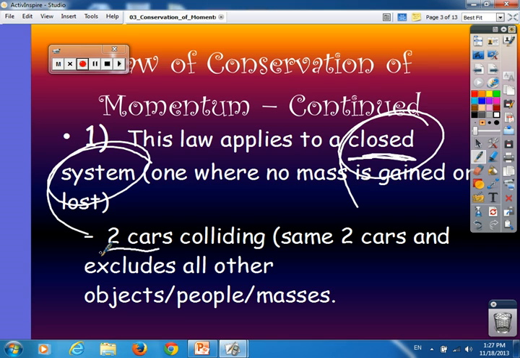But in fact, if we talked about a car wreck out on 75, do you think the law of conservation of momentum is going to apply? Well, yeah, it is. But when we have our two cars, we have to exclude all these other people and all the other masses. We don't want things to change. We're going to keep it relatively simple.